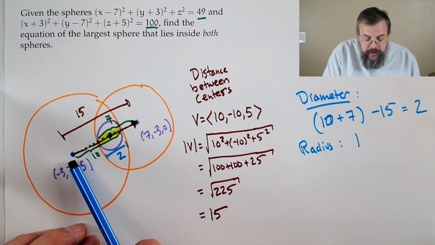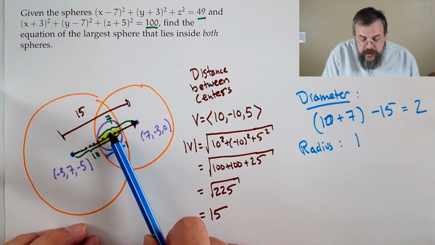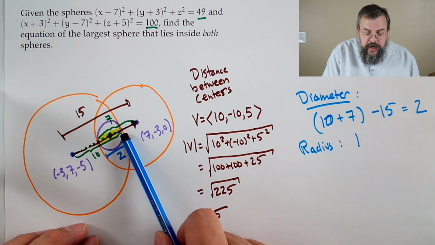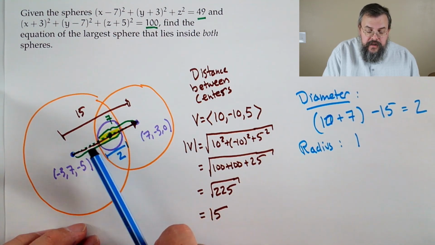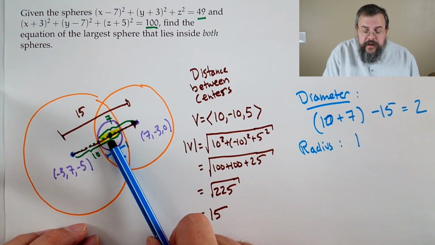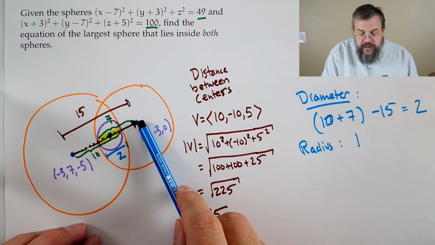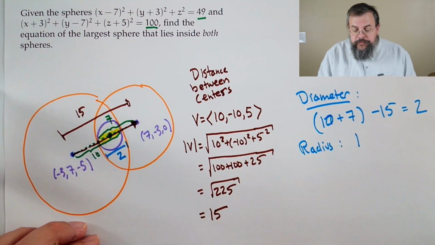Well, let's think about it. I'm going to go 10 to get to the edge of the big sphere. To get to the center, I go back 1. So 10 subtract 1 means I need to go 9 units. So instead of going 15, I need to go 9.